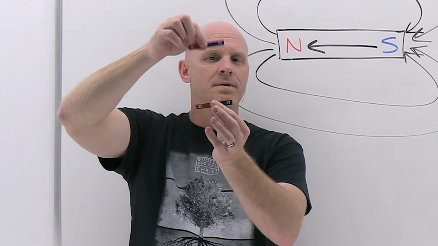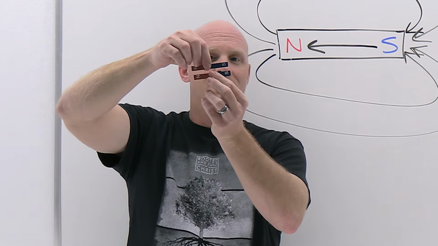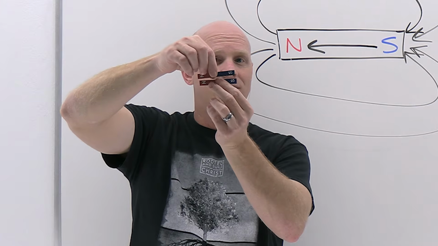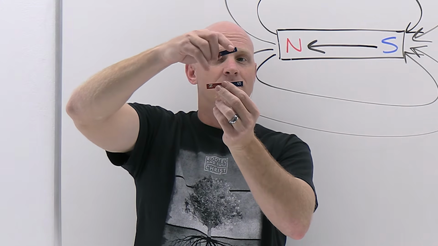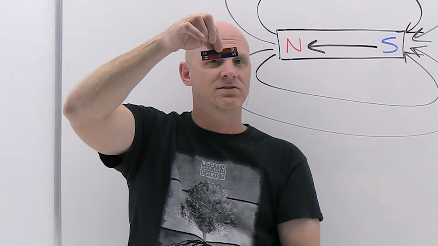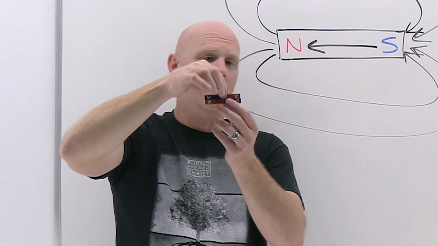Same thing if I try to line them up lengthwise instead of end to end. Again, if I line up south to south, north to north, they repel each other. They don't want to stick at all. But if I flip it around, all of a sudden they stick yet again as well.